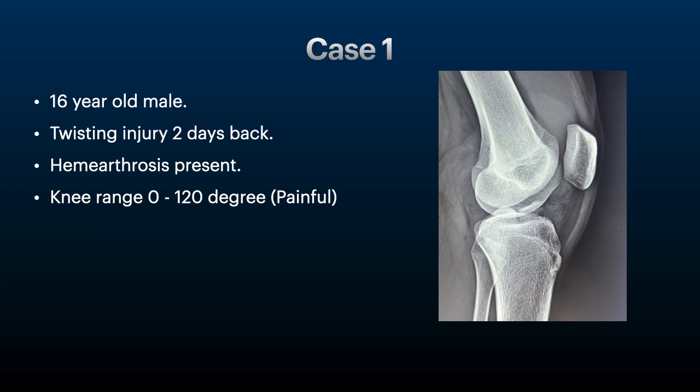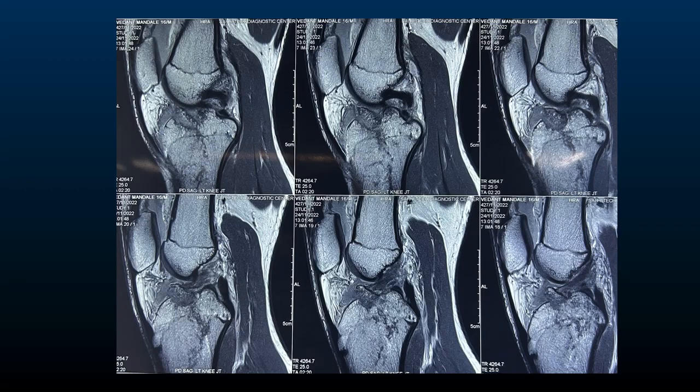So let's discuss this case. This was a 16-year-old male who came to me with a twisting injury and had significant hemarthrosis. He had knee range from 0 to 120 degrees and was painful throughout the range. You can see his X-ray on the right of your screen with the ACL avulsion fragment. This is his MRI showing an ACL avulsion fragment with an intact ACL and some bony contusion over the tibial surface.